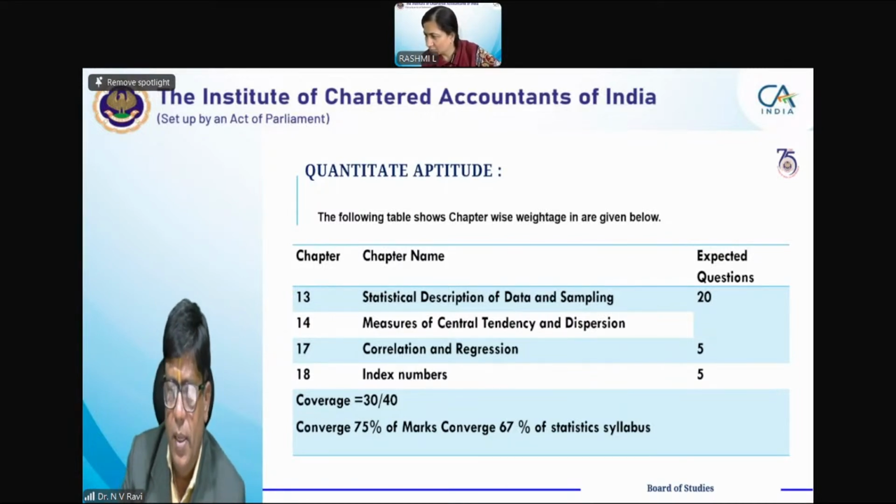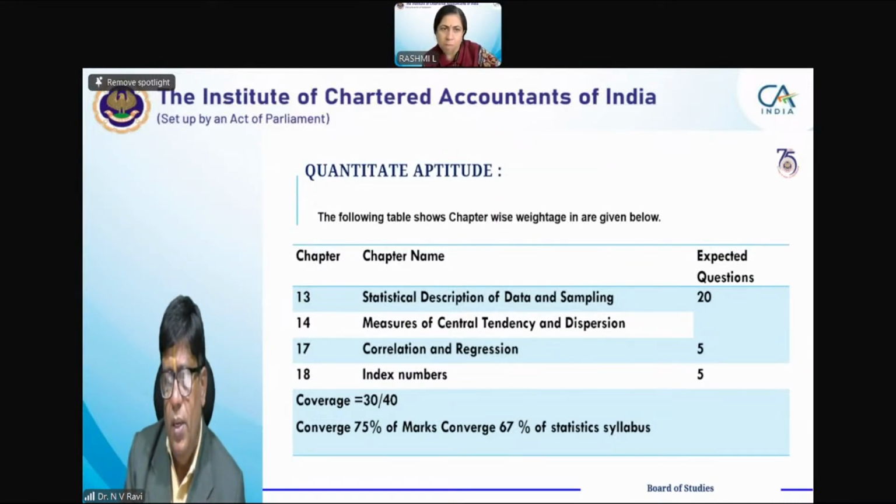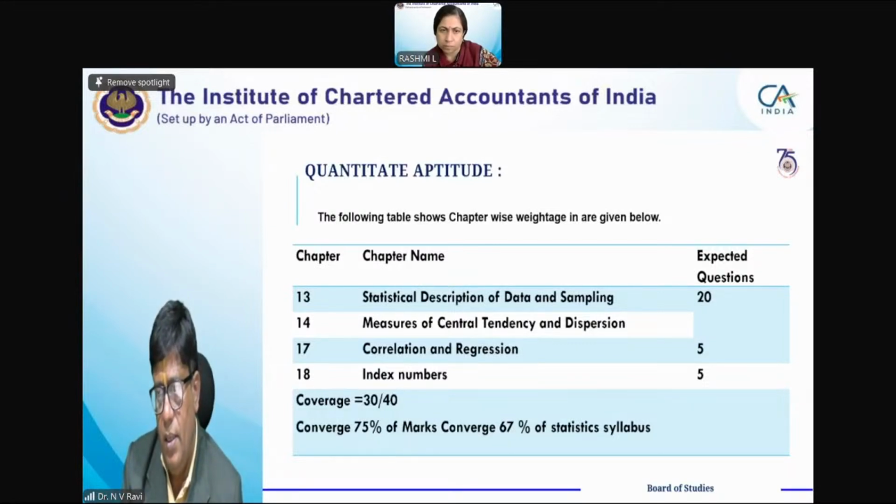Fisher's index number is based on the geometric mean of Laspeyres and Paasche's index numbers. How many tests of adequacy are there? 4 tests of adequacy: the time reversal test, factor reversal test, circular test, and unit test. Among the ideal index numbers, the best is Fisher's index number. Fisher's index number satisfies both the time reversal test and the factor reversal test.